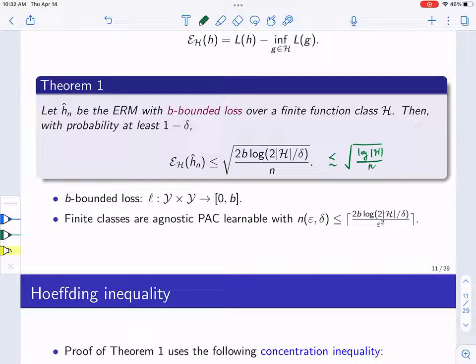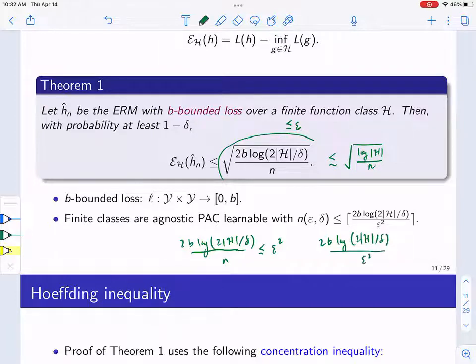In terms of PAC learnability, you translate this by letting this be less than or equal to epsilon, and then you can invert it. This would mean that 2B log(2|H|/delta) divided by n is less than or equal to epsilon squared. Then you move epsilon there, so 2B log(2|H|/delta) divided by epsilon squared is bigger than n. So n has to be bigger than this.